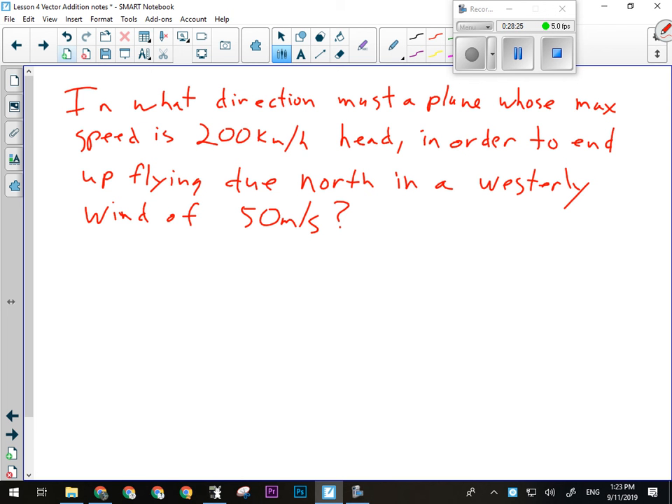But the wording on this one is different. The one we just did, it said the person was heading straight across. They don't end up going straight across. In this one, they want to know which way I have to head in order to go straight across. So the diagram works a little bit differently. In this case, I end up going straight across instead of I'm heading straight across. In what direction must you head? In what direction must you go? You're heading. That's where that comes from.